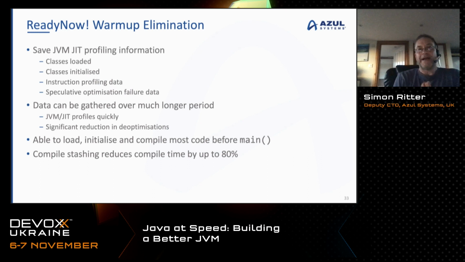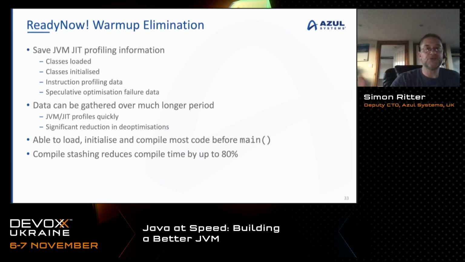Obviously, the drawback to that, if you like, is the fact that we have to do all this work before we get to your main entry point. So there's lots of compilation and stuff like that. What we've now introduced to get around that problem is what we call compile stashing. Compile stashing effectively takes a copy of all the compiled code when the profile is recorded.